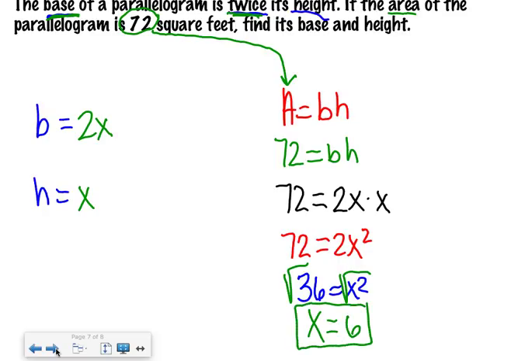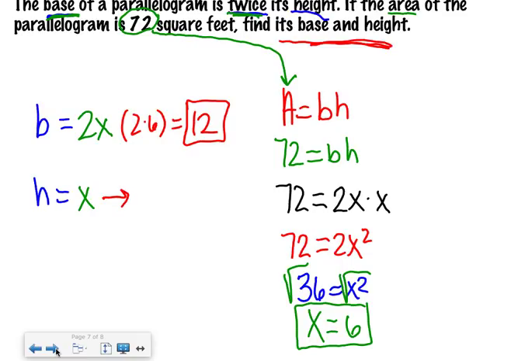Done and done. But then let's make sure we answer our question because it actually wants us to find that base and height. So if I plug in, my base is twice x, well, 2 times 6 equals 12. That's my base. X would just be 6. And you can always check: what's 12 times 6? Well, 12 times 6 gives us our 72, which is what we wanted.